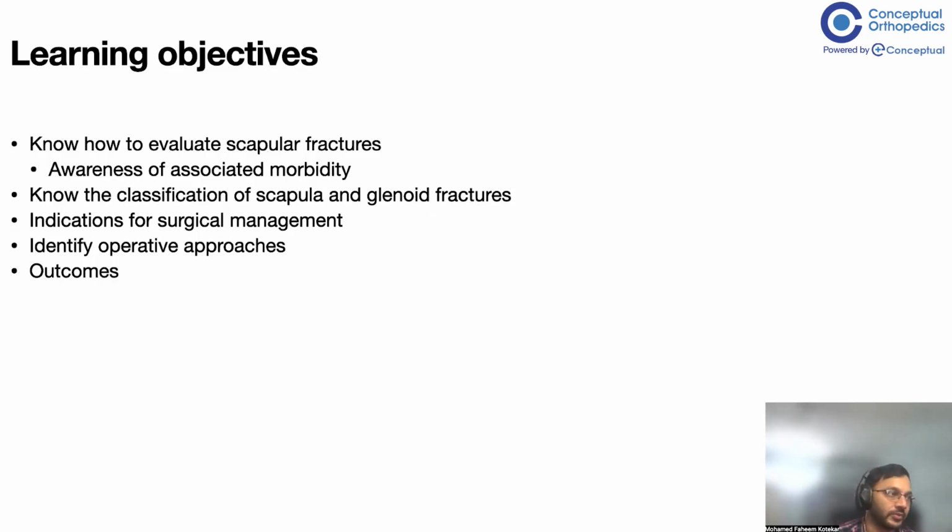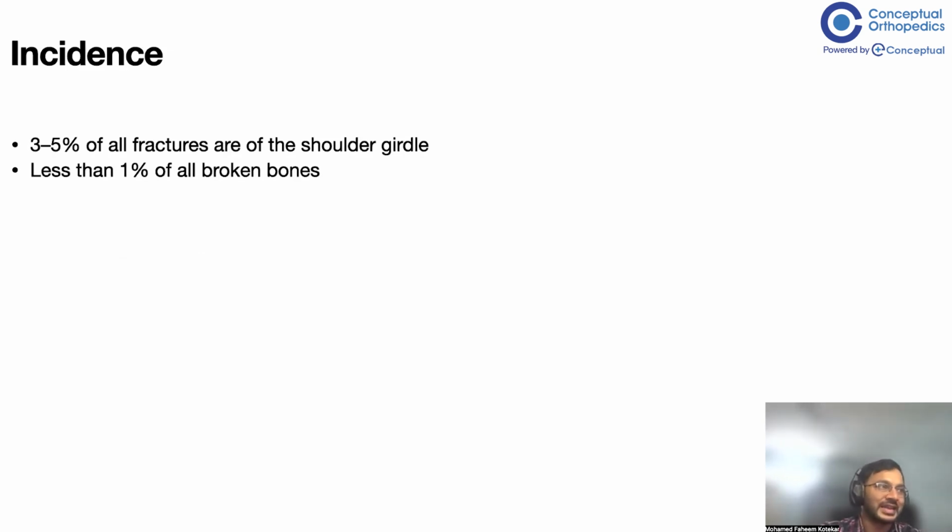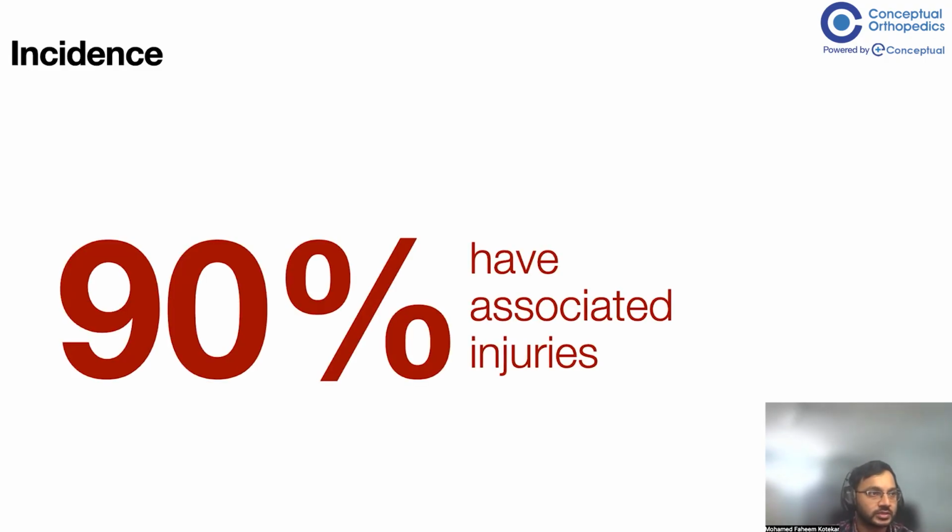the indications of surgical management, and to identify the operative approaches. So, incidence: it's about 3 to 5% of all fractures of the shoulder girdle, and less than 1% of all the broken bones. It's associated with high energy trauma, and 90% of these have associated injuries.